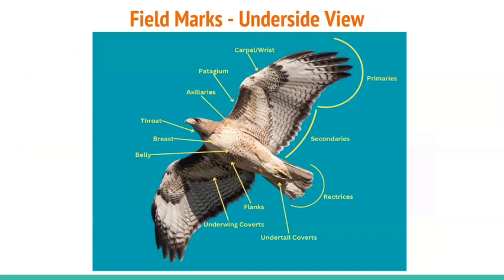Then here we just have the topography of a bird. So we have kind of that underside view. This is, again, a red-tailed hawk. And we have the topography of the wings, the secondaries, the primaries. That's really a lot of the shape of the wing comes from those feathers. The rectrices, the tail feathers, that's another really good thing to look for.